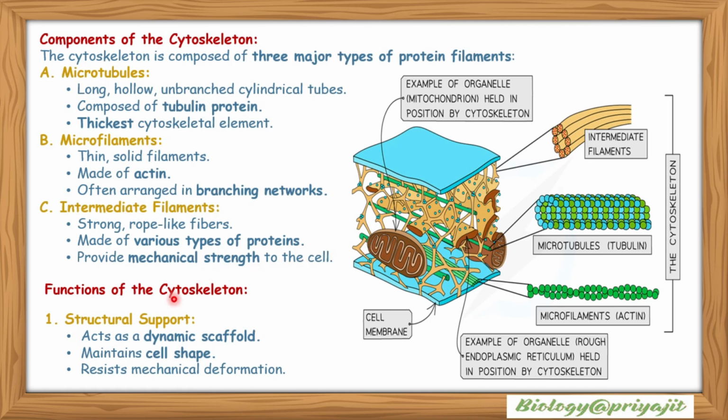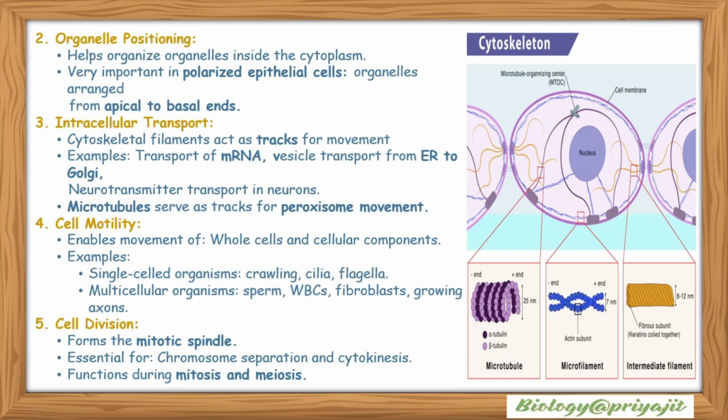So what are the functions of the cytoskeleton? First one is structural support. It acts as a dynamic scaffold, so it maintains cell shape and resists mechanical deformation. Organelle position. The cytoskeleton helps organize organelles inside the cytoplasm in a proper location. It is very important in polarized epithelial cells, where organelles are arranged from apical to basal ends.